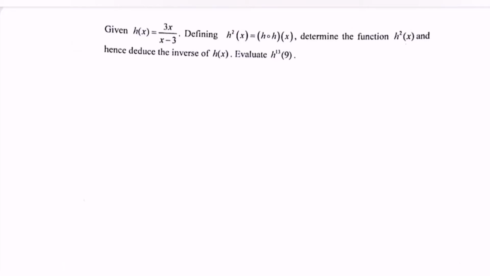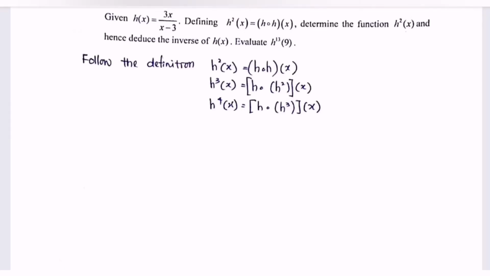Kindly follow the definition below. Here we have h squared actually is h ∘ h. Next we have h cube, so it is h ∘ with the h squared. If given the situation h to the power 4, we have h ∘ with the function h cube. So here we have the definition.